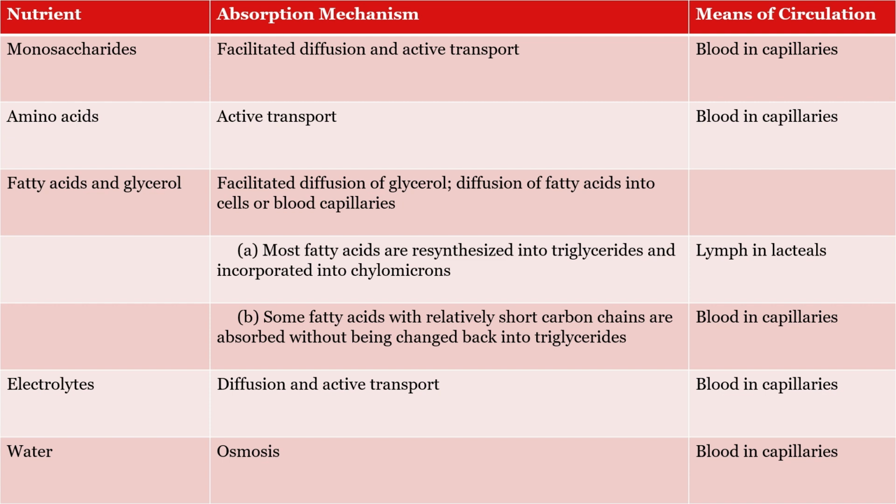Amino acids used to build proteins by the body are absorbed by active transport. Fatty acids mostly are taken in by diffusion, while glycerol is absorbed by facilitated diffusion. Different electrolytes like potassium, sodium, calcium, and others are absorbed by both diffusion and active transport. Water is absorbed by osmosis, which should not be a surprise to you, as this is the diffusion of water.